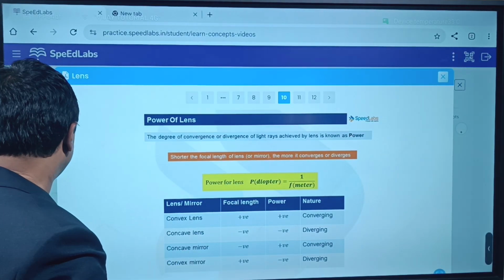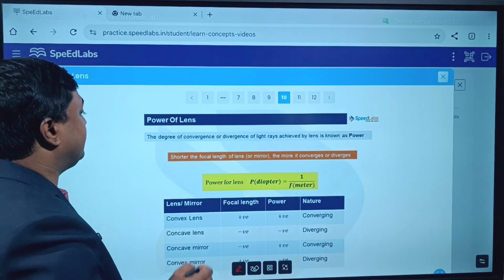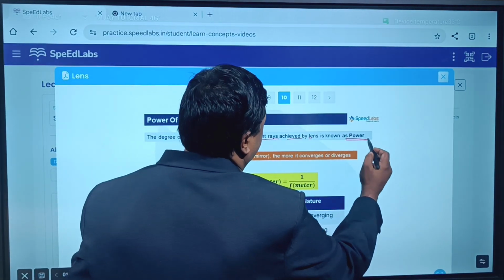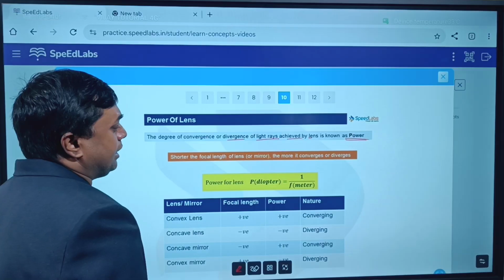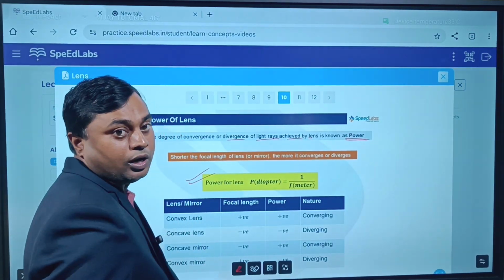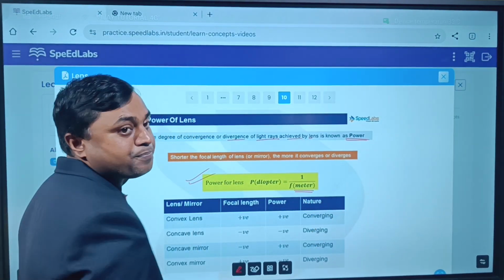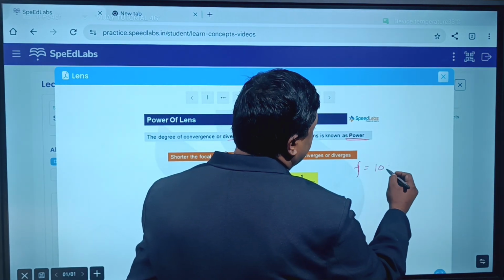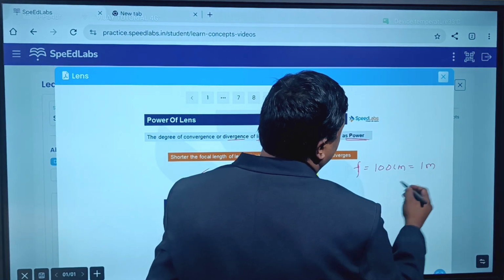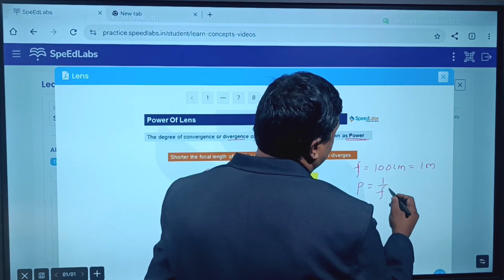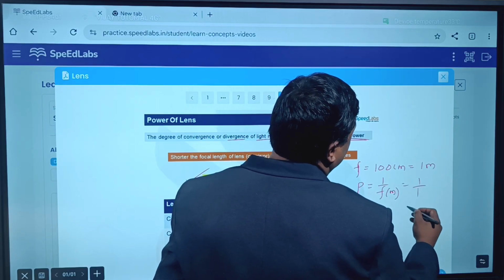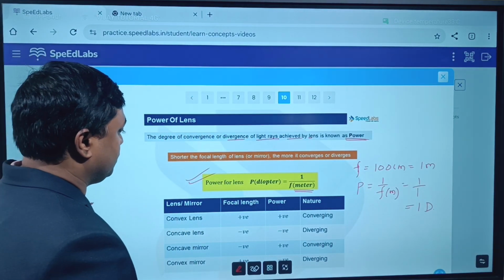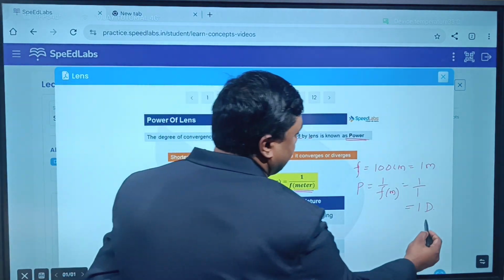Now we have the power of a lens. When we talk about the power of a lens, the degree of convergence or divergence of light rays achieved by the lens is called power. Mathematically, power of a lens is what? Reciprocal of focal length. Focal length should be in meter. For example, if the focal length of the lens is 100 centimeter, that is equal to 1 meter. What is the power? 1 by f. It should be in meter only, so it is 1 by 1. It is 1 diopter. The SI unit of power is the diopter, which we represent as capital D.